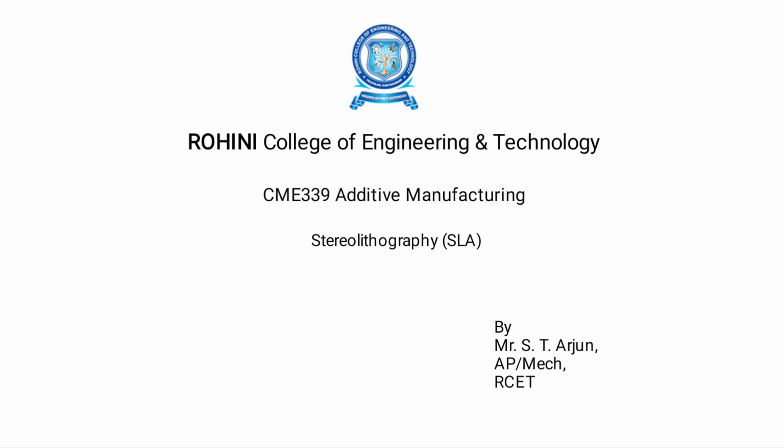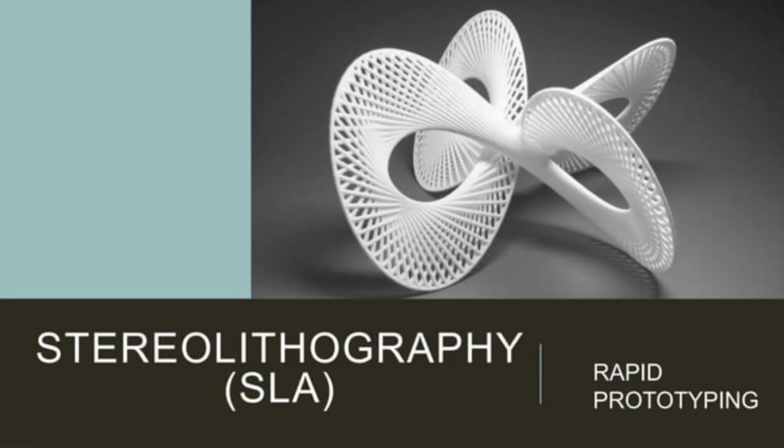So, today we are going to see a topic from Unit 3 of Additive Manufacturing. The topic we are going to see is stereolithography. In short, we can call it SLA. Stereolithography is one of the most common types of rapid prototyping which is being used nowadays in a huge way.